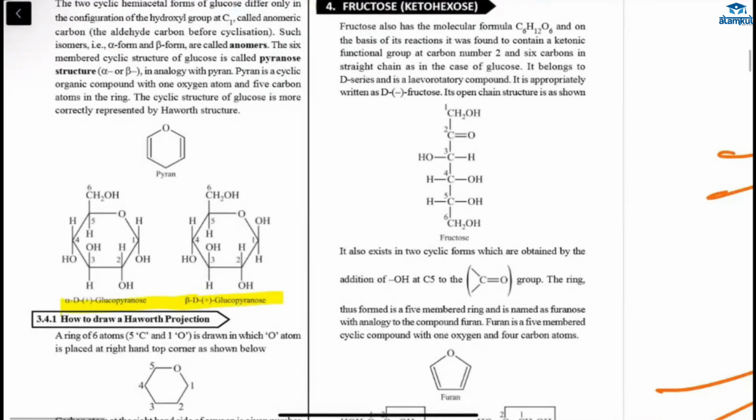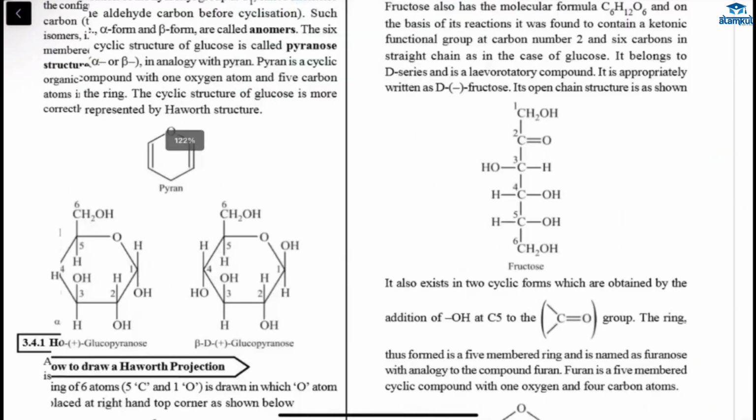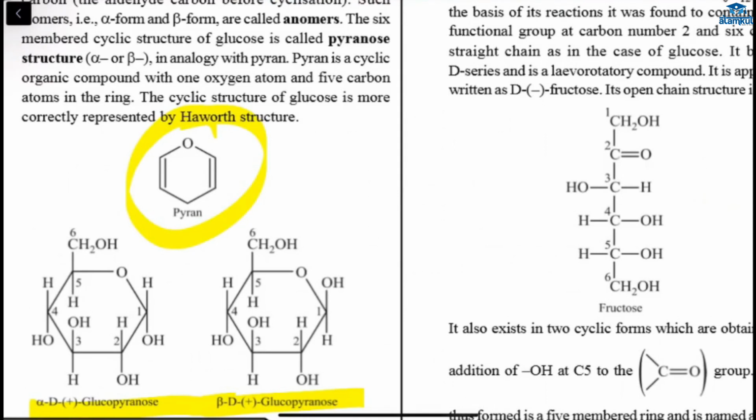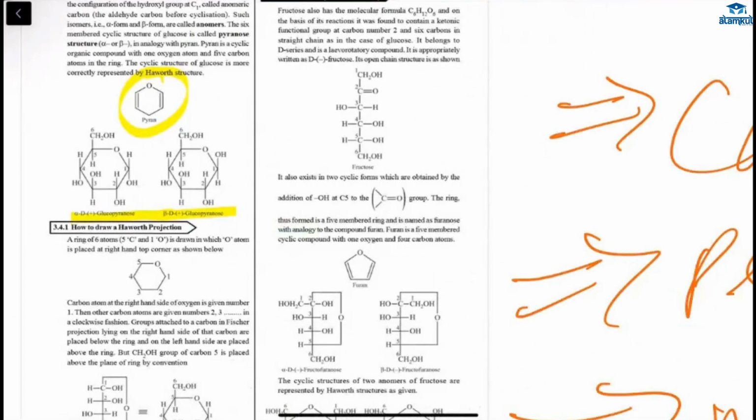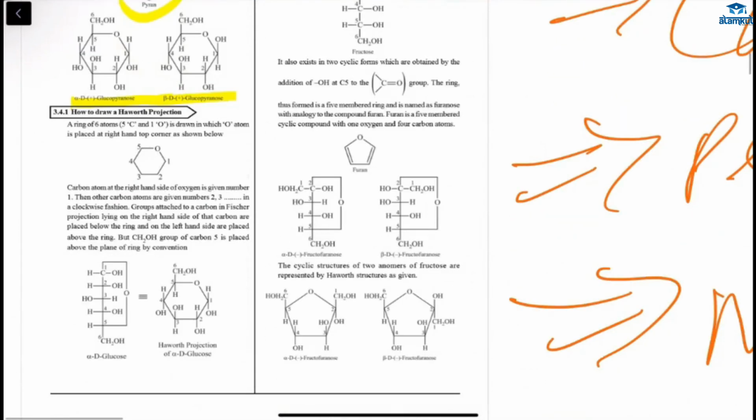Structure of glucopyranose and beta-D-glucopyranose, same way, same thing. They have taken their structure similar to the pyran. With reference to the pyran structure, they have formed the Haworth projection of alpha-D-glucose and beta-D-glucose. Okay. Now, how to draw the Haworth projection? I have already told you, so this is not of much importance.